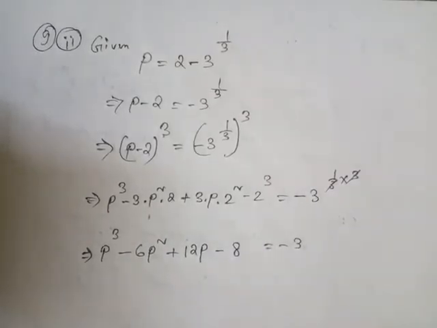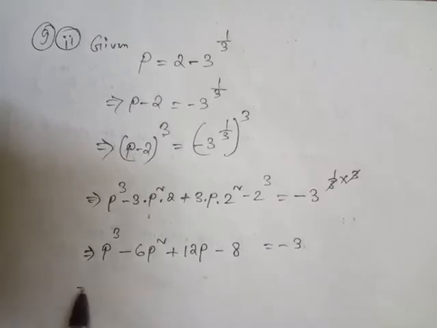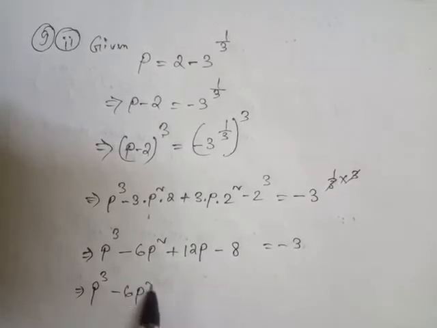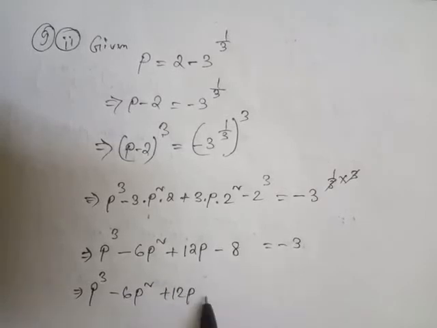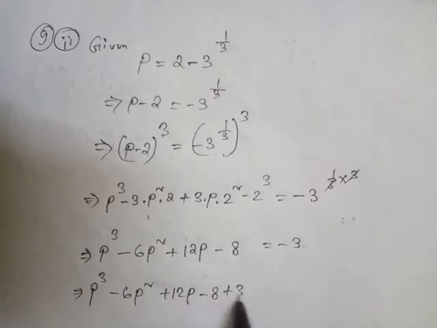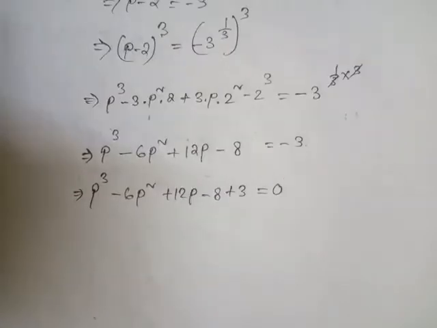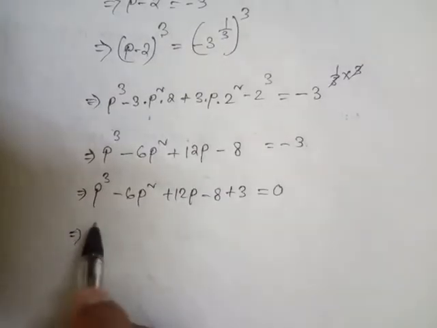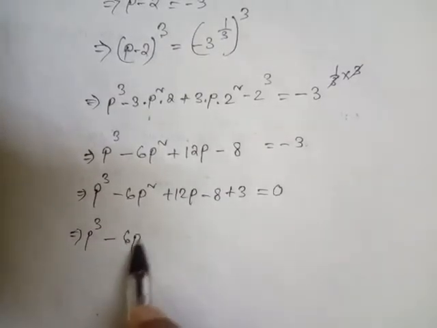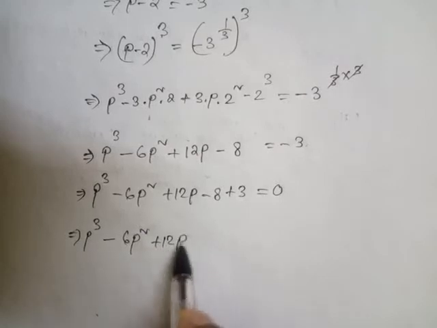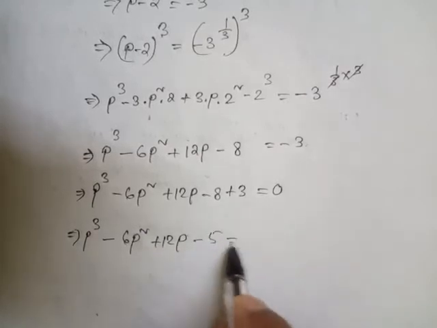Now in the next step, this minus 3 if I take common on that side, so p cube minus 6 p square, then 12 p minus 8 and plus 3 equals 0. And next one would be that p cube minus 6 p square, then 12 p, and there is minus 5 equals 0.